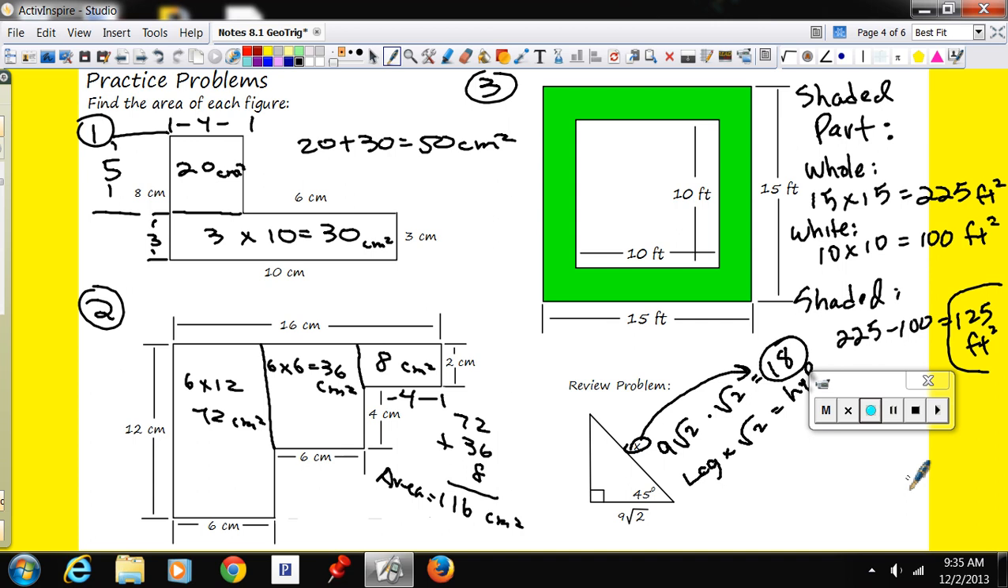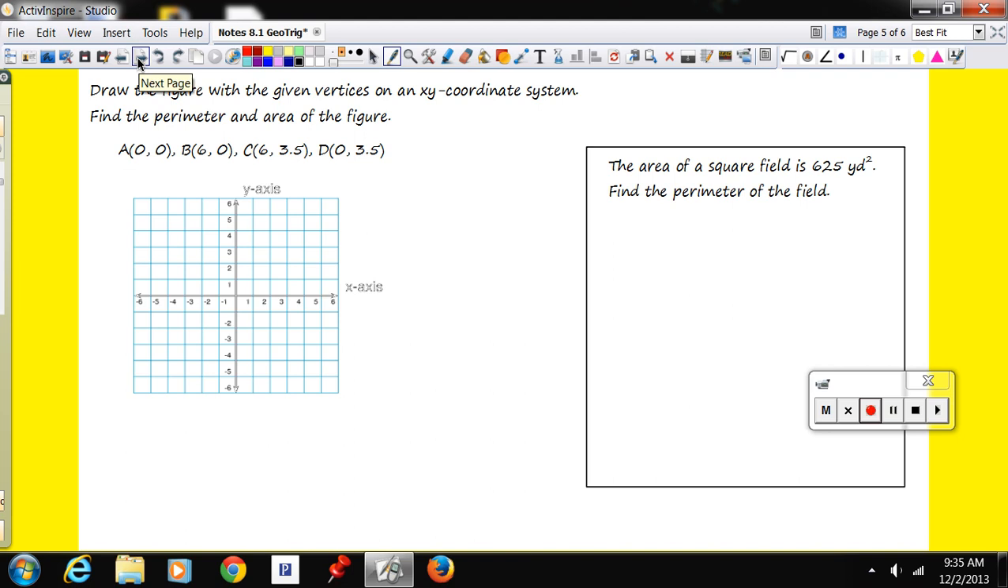I guess we're going to need to review those, because 45, 45, 90s are important. 30, 60, 90s are important. How do you go from the short leg to the hypotenuse? Double it. How do you go from short leg to long leg? Multiply by radical 3 this time. Okay, moving on. Hopefully you've got those.